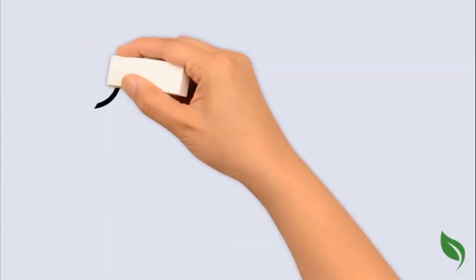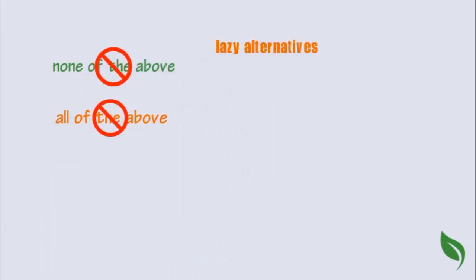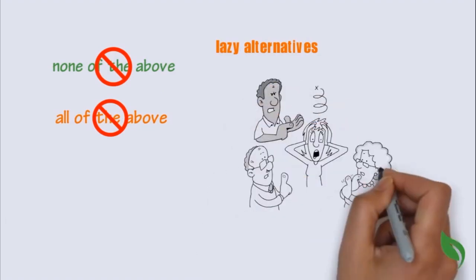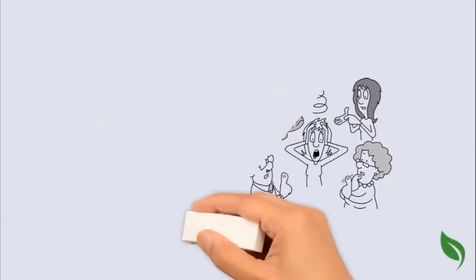Number 7. Limit your use of the alternatives "none of the above" and "all of the above." These are lazy alternatives and generally frustrate test takers needlessly.